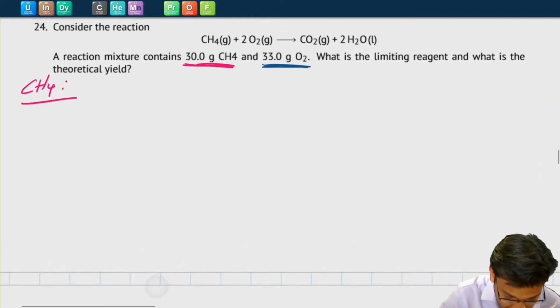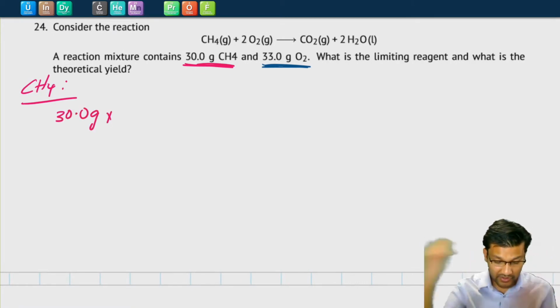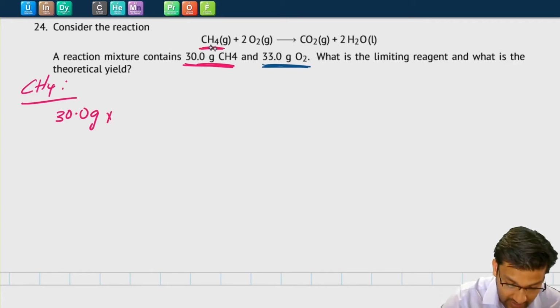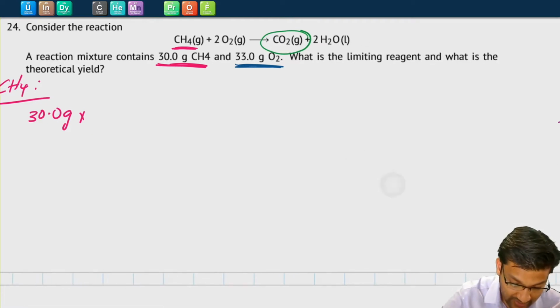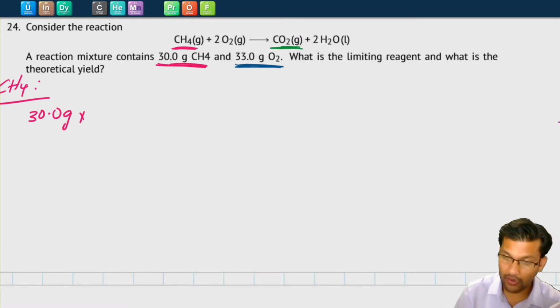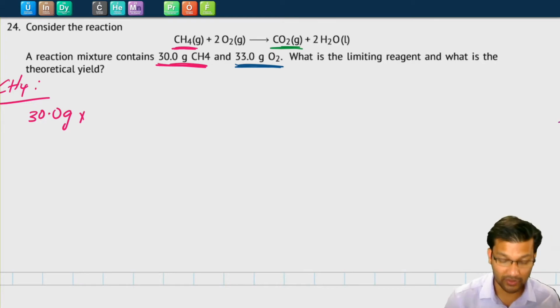Well, we're starting with 30.0 grams of methane. And this is going to be a stoichiometry calculation where we're starting with methane and we need to figure out how much product we can form. In this case, we have 2 products. Let's pick the carbon dioxide as the interesting product because water is usually found everywhere. So if we start with 30.0 grams of methane, how many grams of carbon dioxide will be able to form?